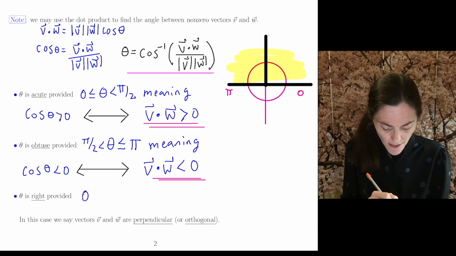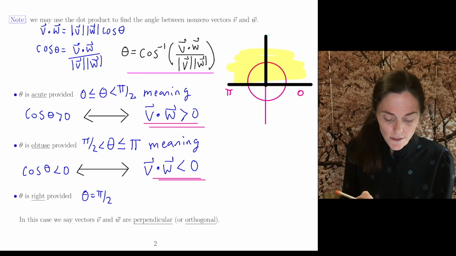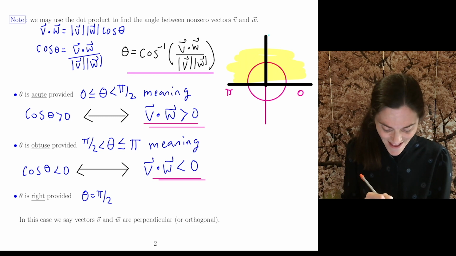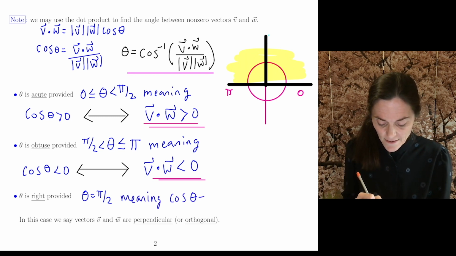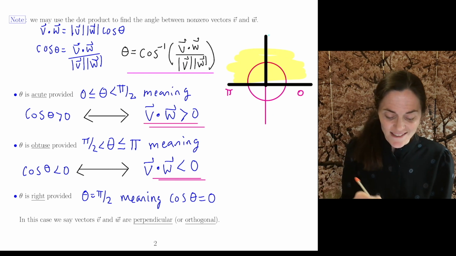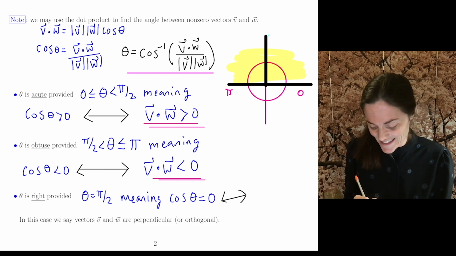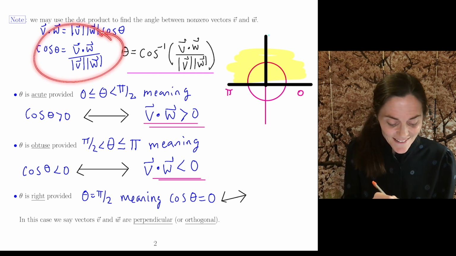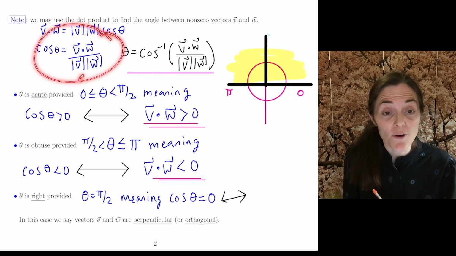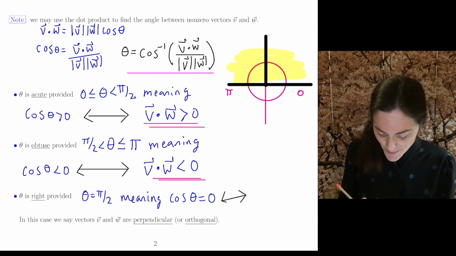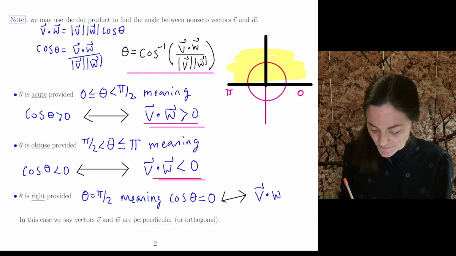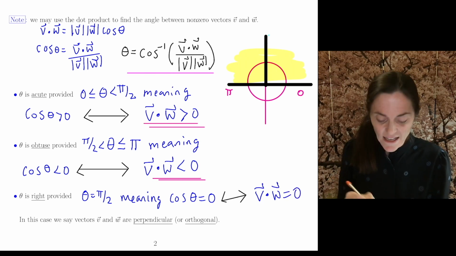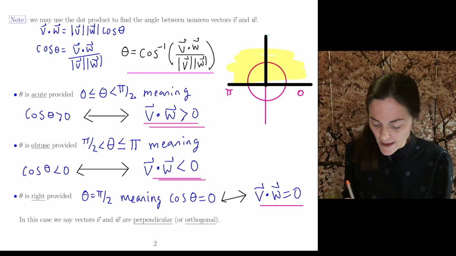This would say theta is pi over 2. And this happens precisely when the cosine is 0. If you look here, when is the cosine 0? Well, it's precisely when v dot w is 0. So this is the characterization of having a right angle.